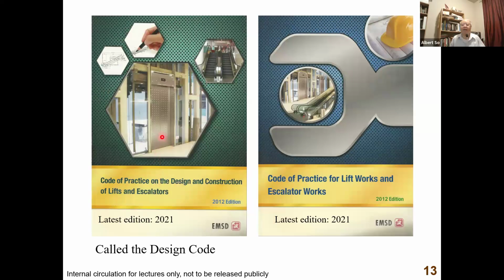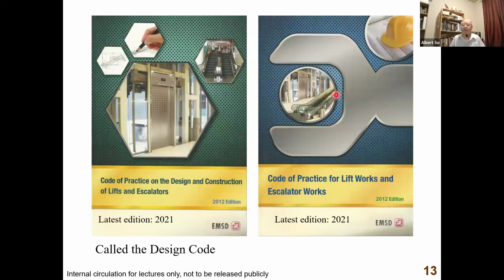Why you need to buy it instead of downloading it from the EMSD website: because they copy a lot from the EN standard. For the EN standard you need to pay and buy. That's why for the design code you also need to pay and buy, right? So if you can download it from the library, it will be good. But otherwise, no need to buy, because you are not working in the lift and escalator industry. No need to buy this design code.